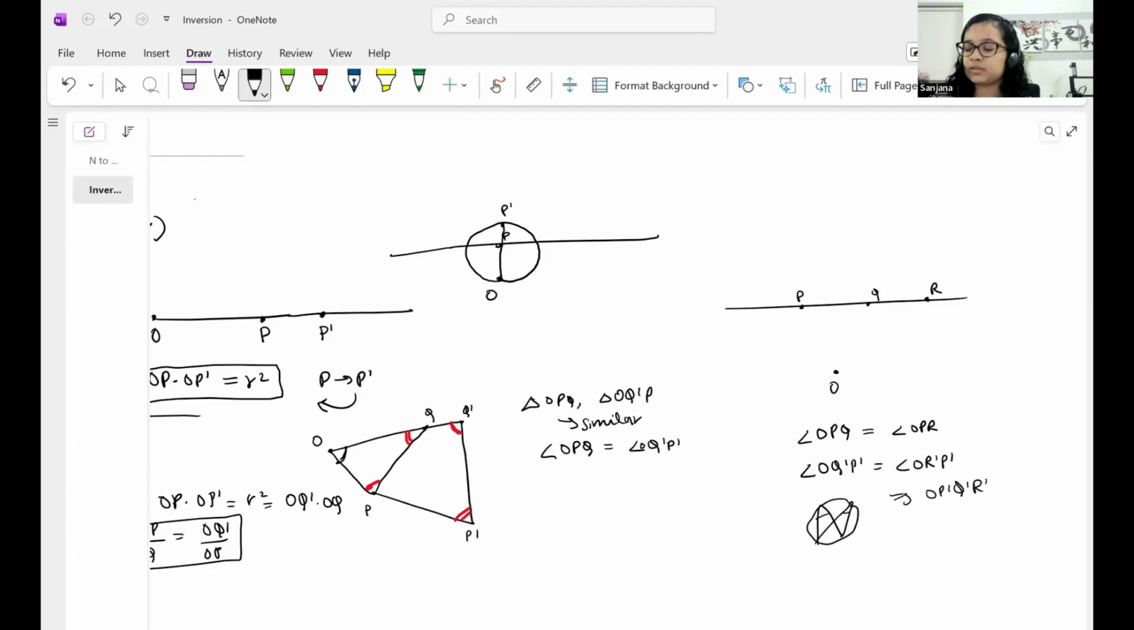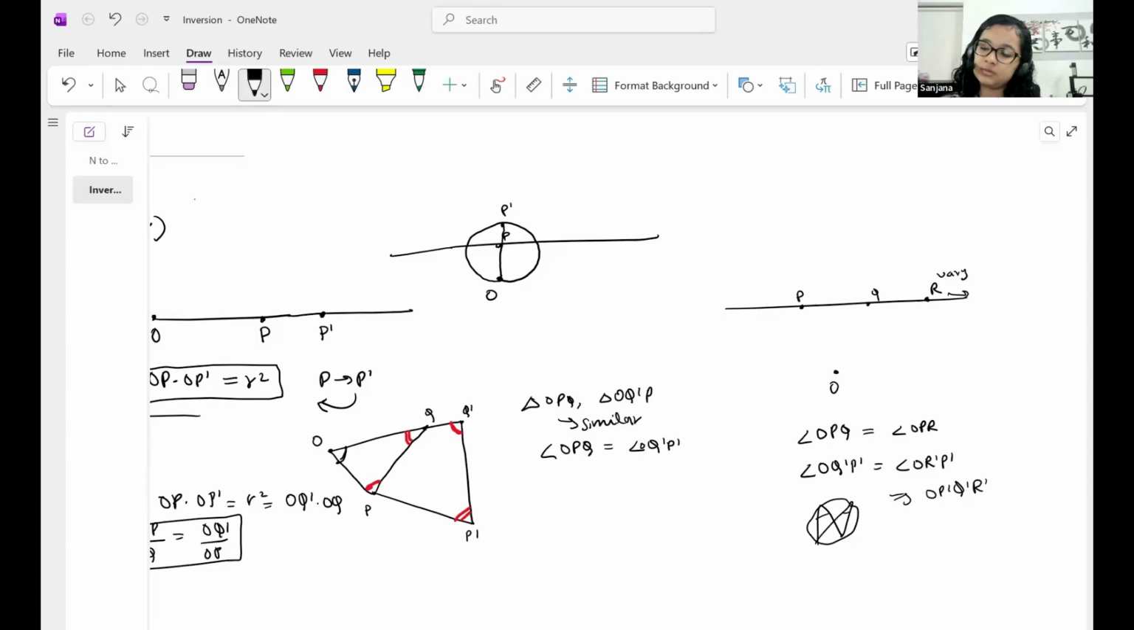So this gives you that O, P dash, Q dash, and R dash are all cyclic. So how you prove that any point lies on the circle is you just fix P and Q and you vary R on this line. So that means that any point on this line goes to the circle OP dash Q dash, which passes through O.